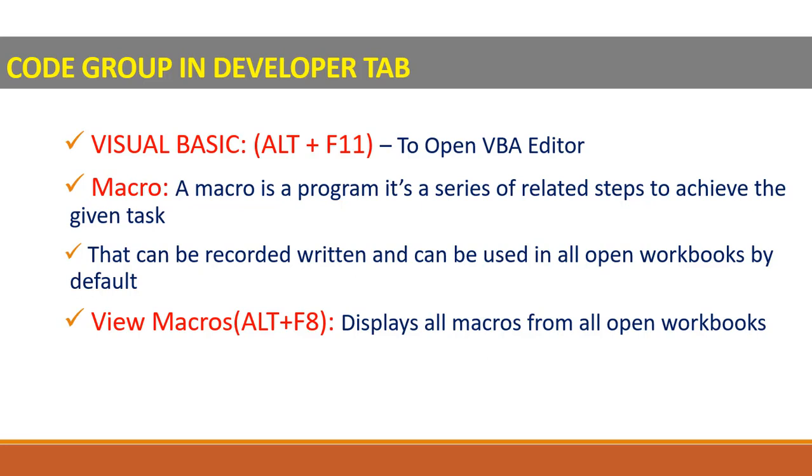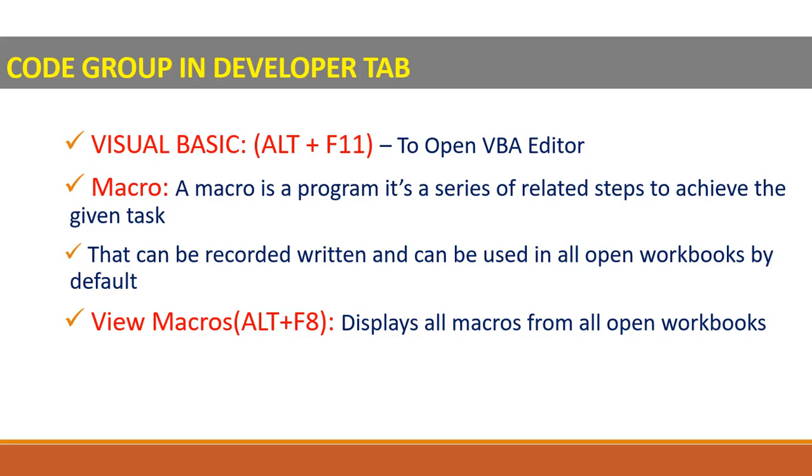And all the recorded macros, if you want to see them, you go for the option called View Macros. By using Alt plus F8 you can see the list of all recorded and created macros from all the open workbooks. Now we'll see a few options in the Developer tab.